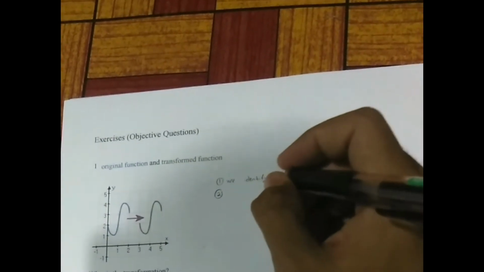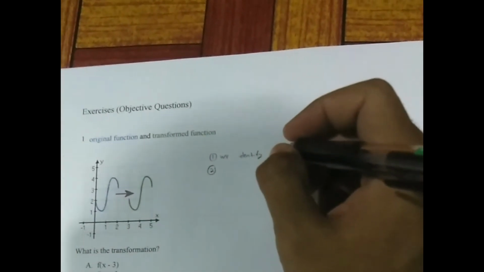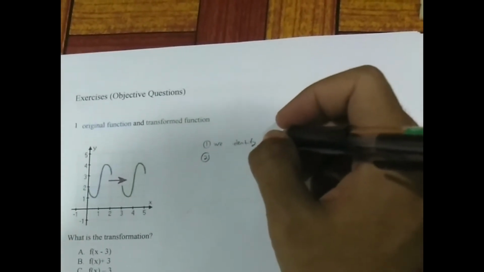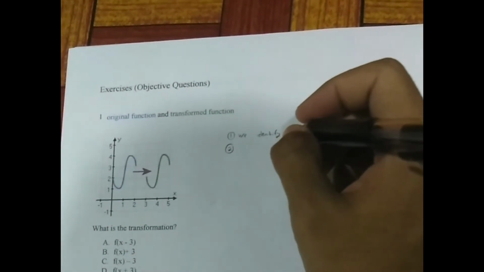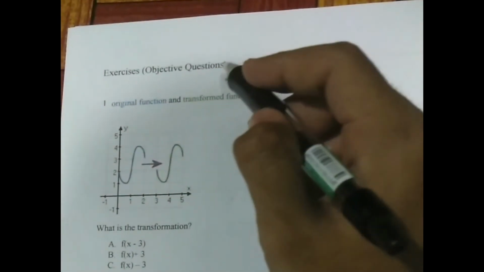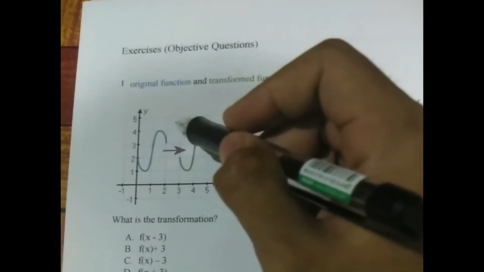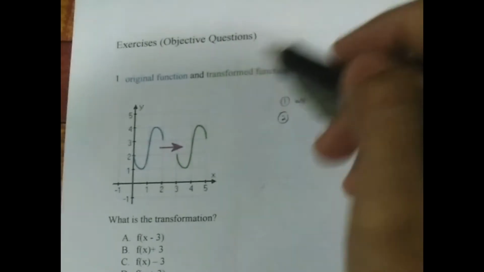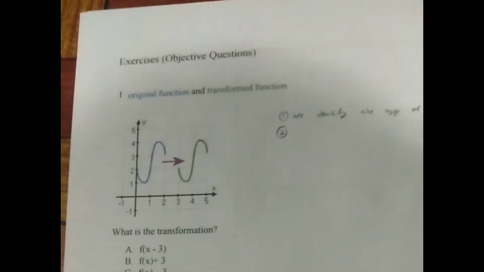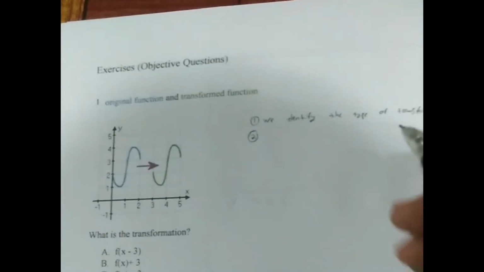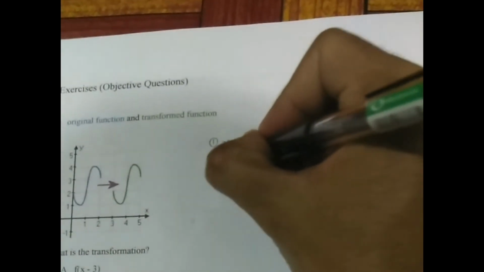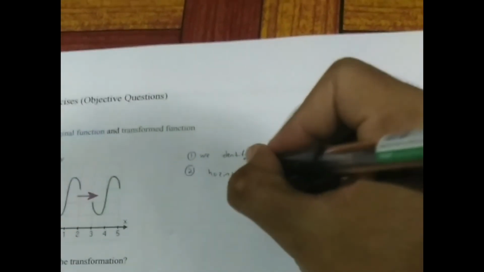For this part, I'm going to show some exercises and their solutions. First, I'm going to show 6 objective questions on transformation of graphs and how to solve them quickly and correctly. Okay, this is the first question. The blue one is the original function and the green one is the transformed function. First, we identify the type of transformation. As we can see, the original graph moves to the right, so we can conclude that this is horizontal translation.